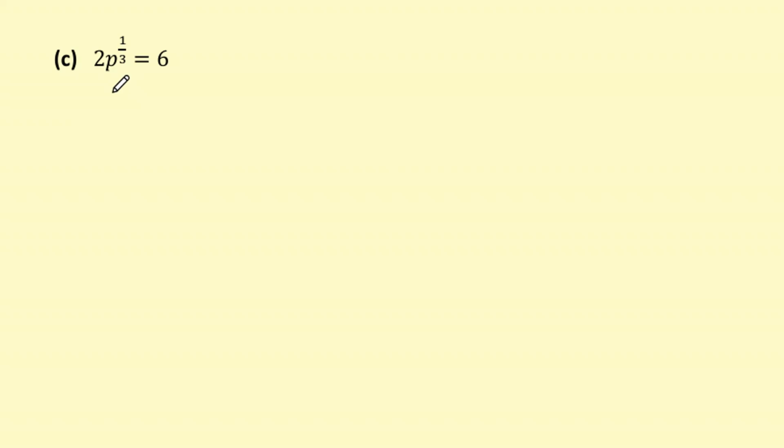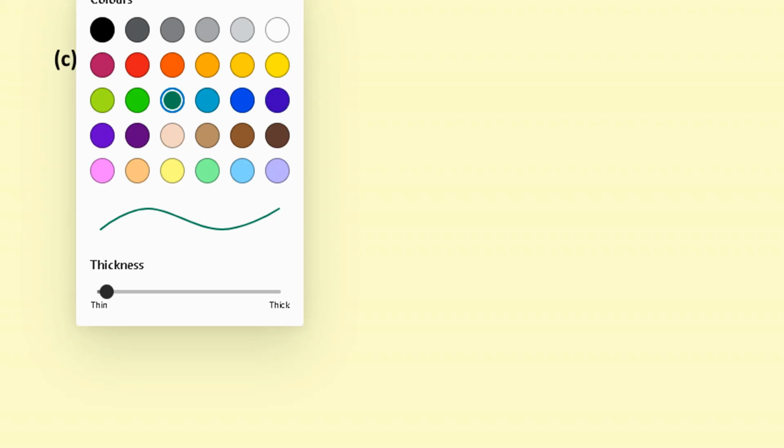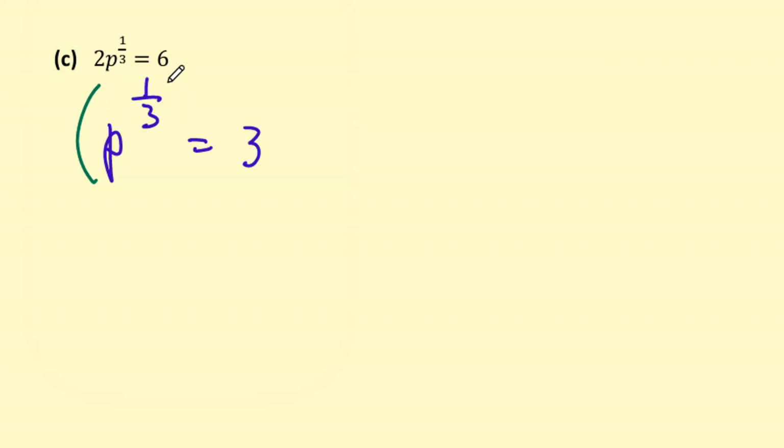Let's look at c. We have 2p to the power of a third equals 6. We can first get rid of the 2 on the left-hand side by dividing it into the right-hand side. So p to the 1 over 3 equals 6 divided by 2, which is 3. We want to isolate the p on the left-hand side. In other words, we want to get rid of the power here. And the way we can do that is by raising both sides to the power of 3.